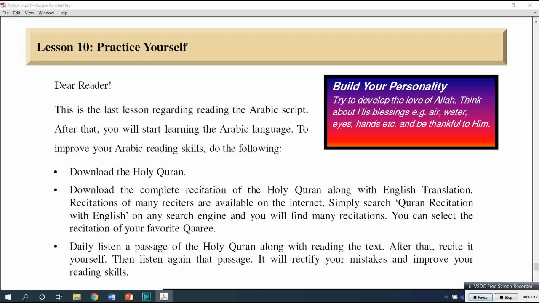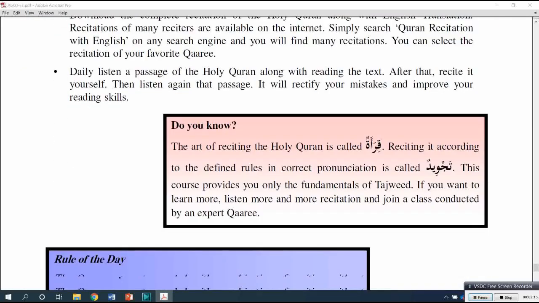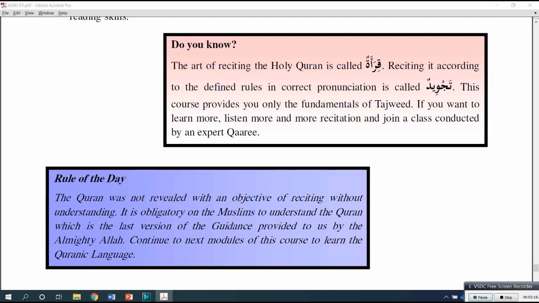Do you know that the art of reciting the Holy Quran is called qira'at? Reciting it according to the defined rules in correct pronunciation is called Tajweed. The course provides you only the fundamentals of Tajweed. You have done that already. Alhamdulillah, today the Tajweed and Qira'at lectures are finished.